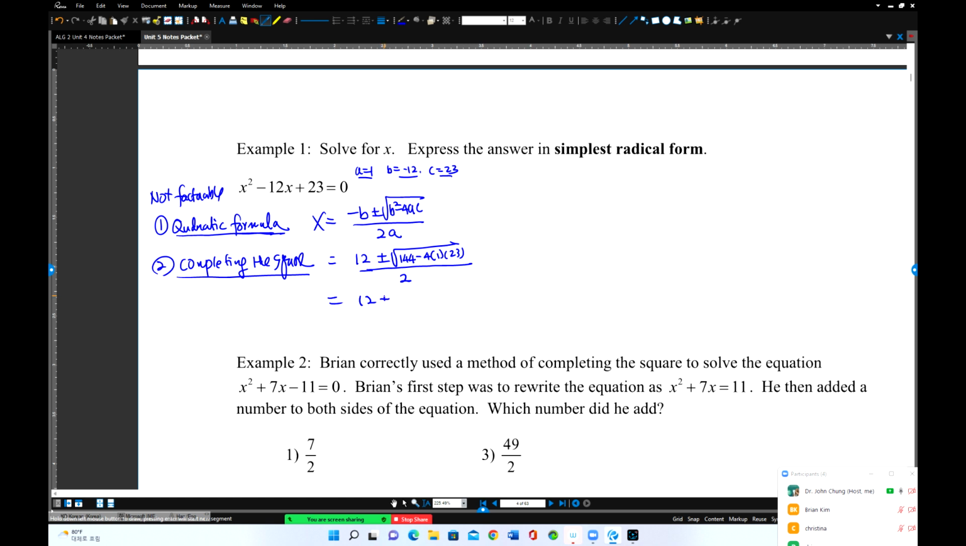So 12 plus minus, inside is how much? 144 minus 4 times 23 is 92, right? 144 minus 92 is 52. Square root of 52 is how much? 2 root 13, isn't it? So inside the number, now I have 2 root 13 over 2. So divide by 2 on both sides. So it is 6 plus minus root 13. That's the answer.